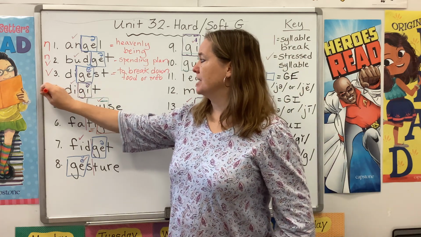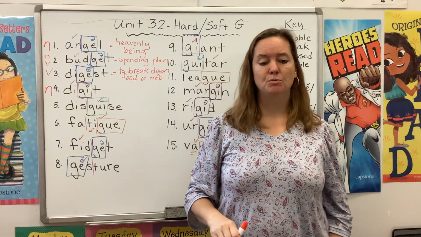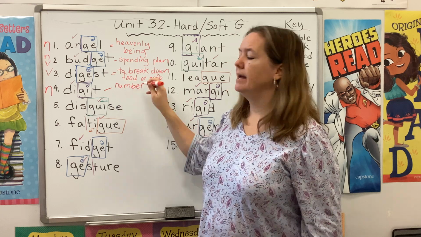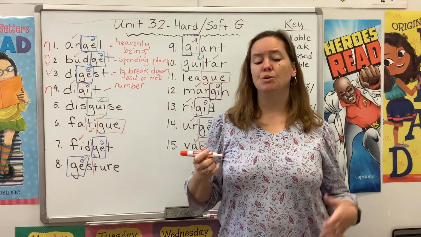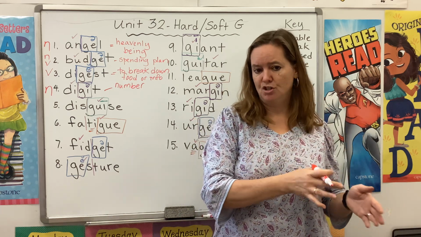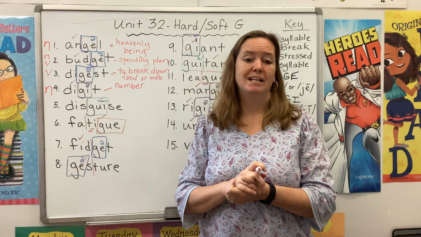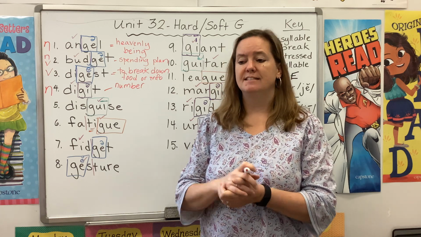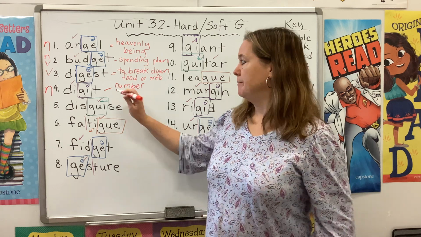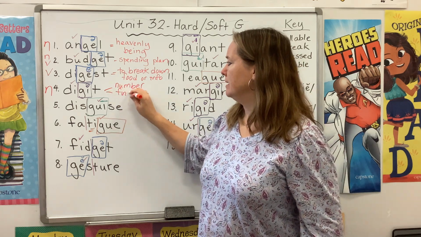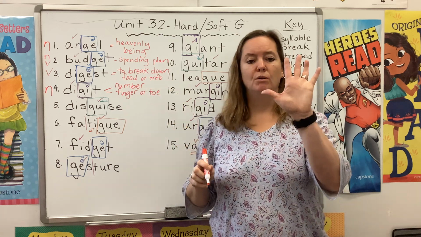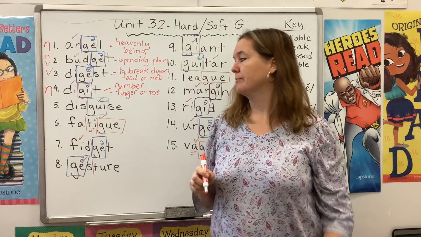Okay, a digit can mean two different things. We can talk about a number, right? Like if I say that 52 is a 2-digit number, that means it has a 5 and a 2. If I say that 800 is a 3-digit number, its digits are 8, 0, and 0. That's one kind of digit. But a digit can also be a finger or a toe. So right now I'm holding up 5 digits.